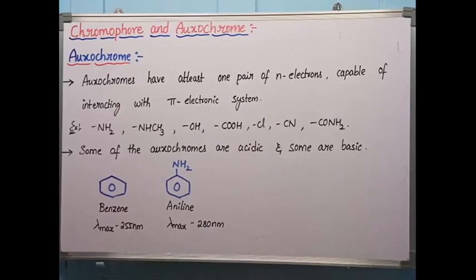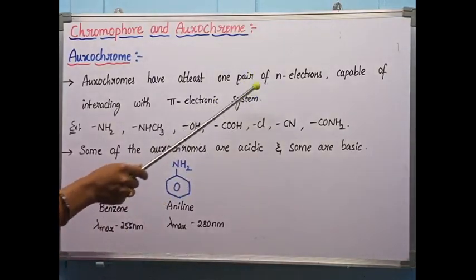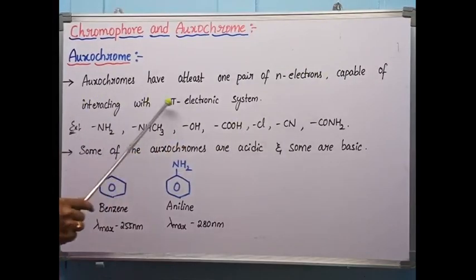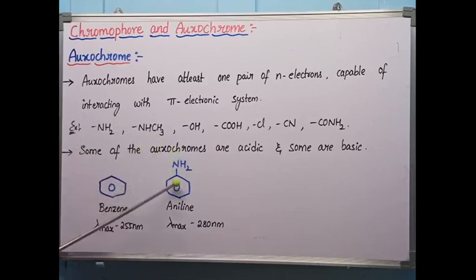These auxochromes have at least one pair of non-bonding electrons. They have one pair of non-bonding electrons which are capable of interacting with the pi electron system of the compound. For example, I am taking benzene. I am taking aniline. Nitrogen has non-bonding electrons. These non-bonding electrons are capable of interacting with the pi electron system of this benzene. So because of that the lambda max value is increasing. If you observe benzene, lambda max value is 255 nanometers, and if you observe aniline, it is 280 nanometers. Because of this conjugation with the pi electron system, the lambda max value is increasing.